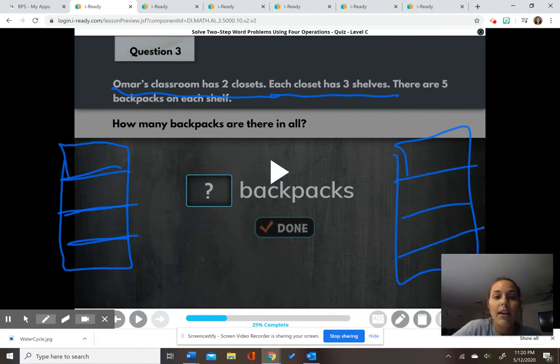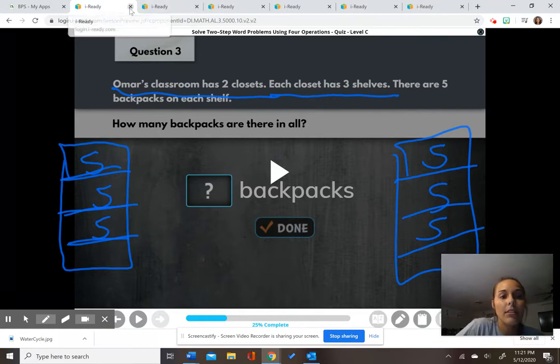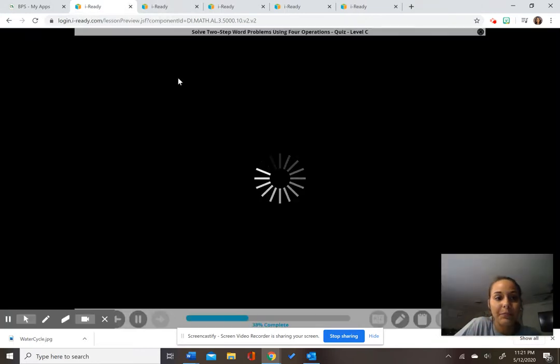3 shelves. There's 5 backpacks on each shelf. So I have 5, 5, 5. And I have 5, 5, 5. So you tell me how many backpacks are there in all. So once you draw the picture, I really think that you guys can solve these a little bit easier.